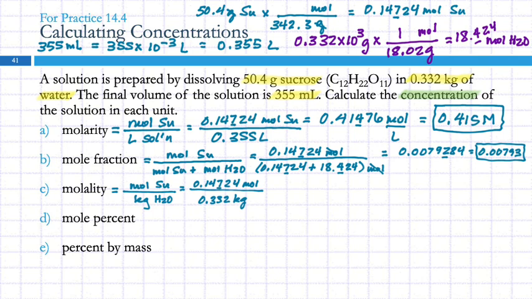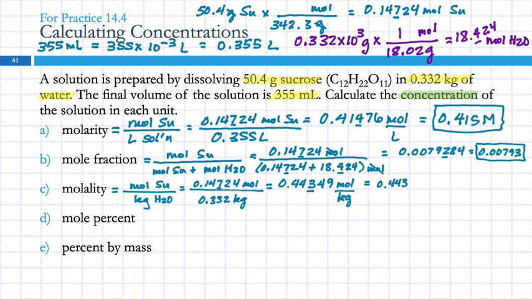So 0.14724, yeah, I typed that in wrong, 0.14724, divided by 0.332. So 0.44349 moles per kilogram. And if we round that to the correct number of significant figures, we get 0.443.